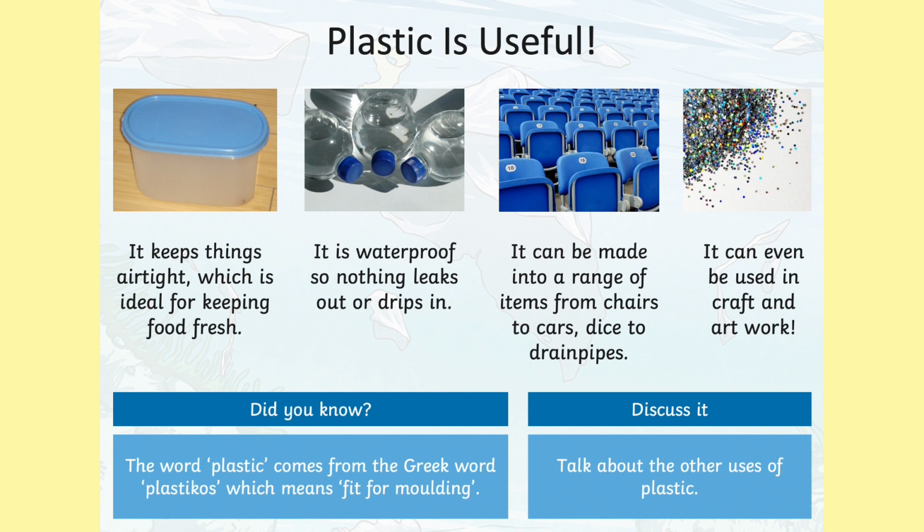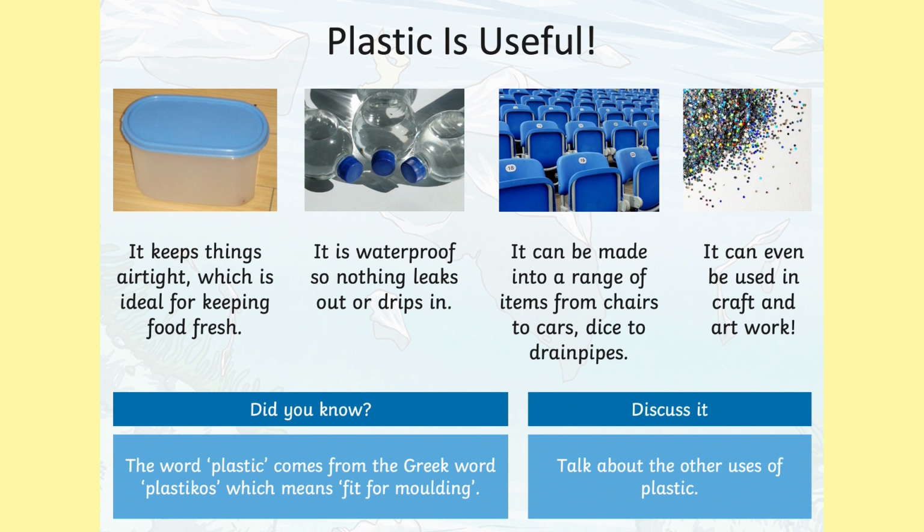So plastic is not all bad. Of course, plastic is useful too. It keeps things airtight, which I'm sure you can see in your fridge or in your cupboard. Maybe you've got food in a plastic container. And this is good because it keeps the air out, which means the food is kept fresh. It is also useful as nothing can leak or drip out of lids, making things waterproof. It can be made into a range of different items.